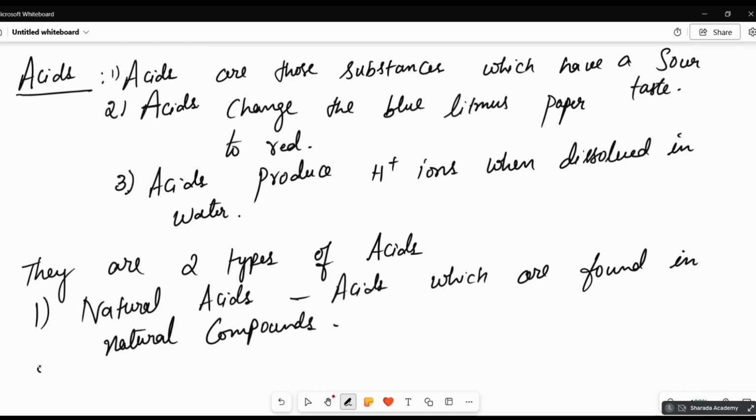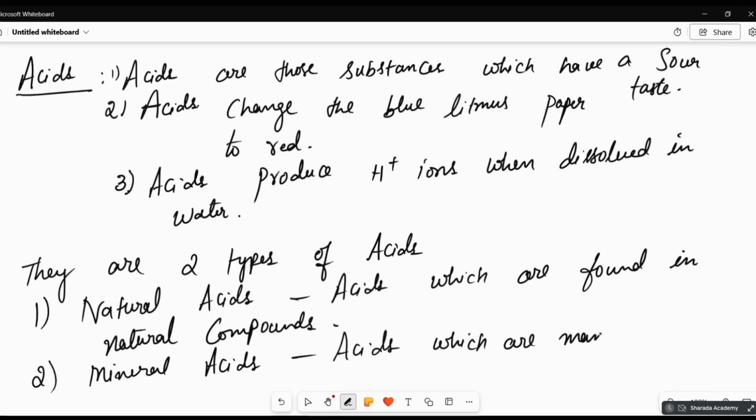Next one is the mineral acids. Acids which are man-made are called mineral acids.